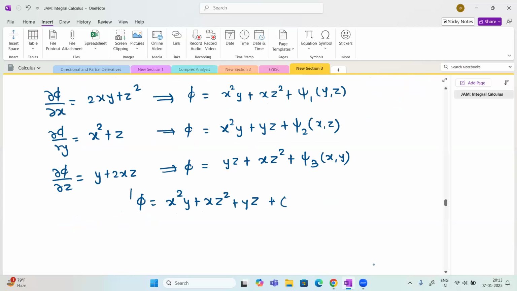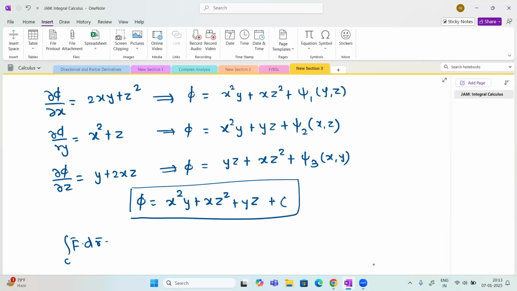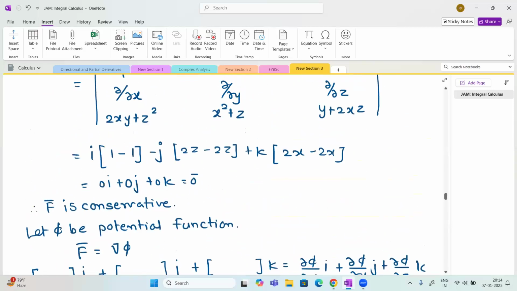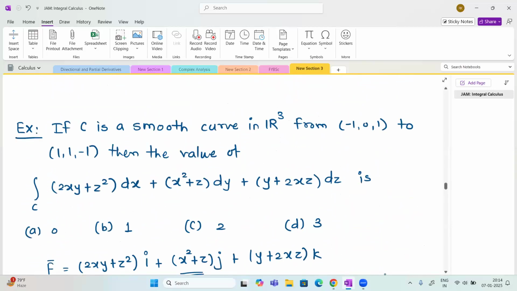Is it clear to you? Yes, sir. Okay. Then the integration over c of F bar dot dr bar. That means whatever the given integral is, it will be the integration over c of del phi, because F bar is del phi, dr bar. The derivative and integration will get cancelled and we have simply phi with limits. What are the limits?